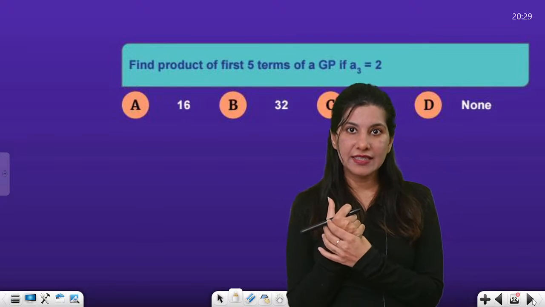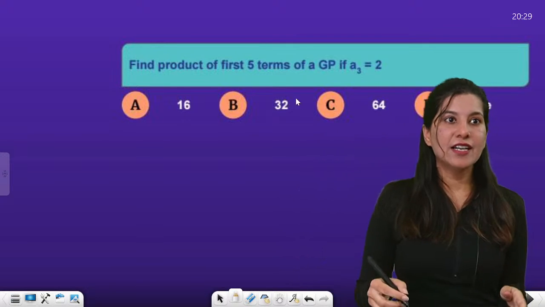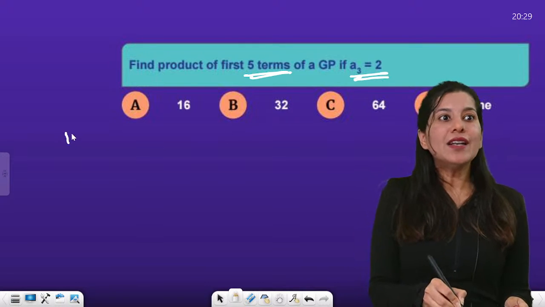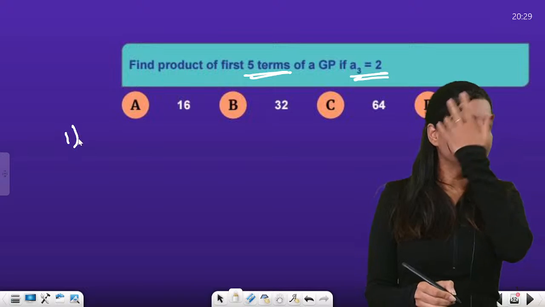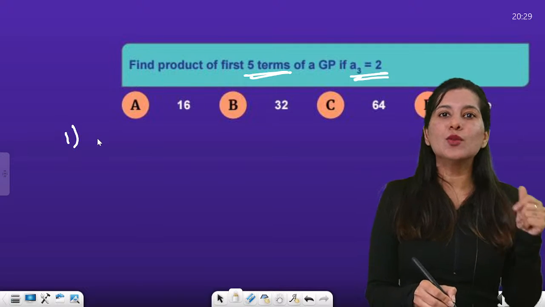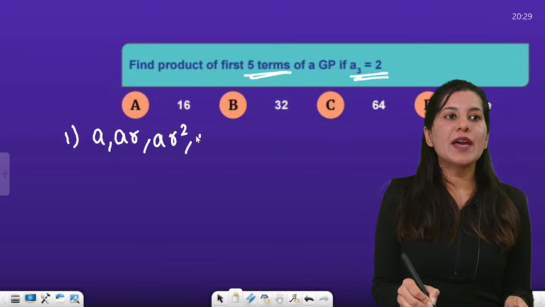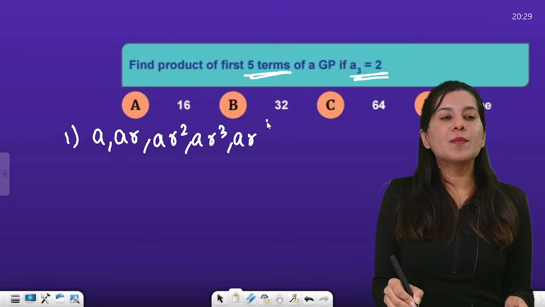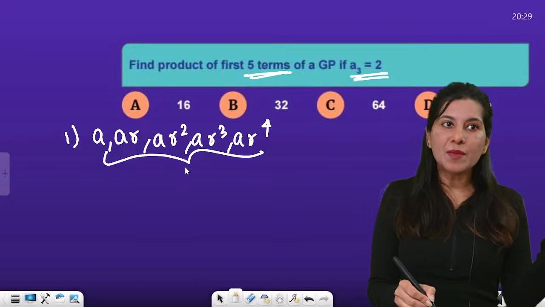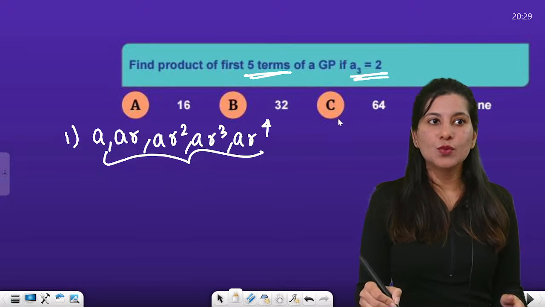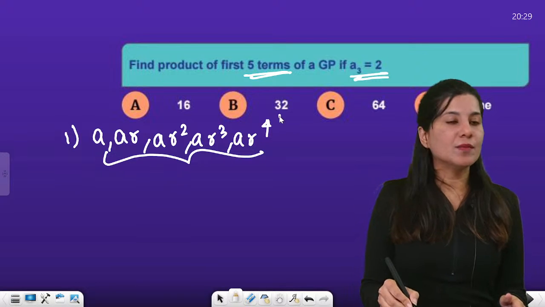Okay, shall we move to some questions so that we understand why we are taking 5 terms like this? The product of 5 terms of GP is A cubed. Now one traditional method is, let us assume all those 5 terms are A, AR, AR square, AR cube, AR power 4. Multiply them. So this is a traditional method, but no.